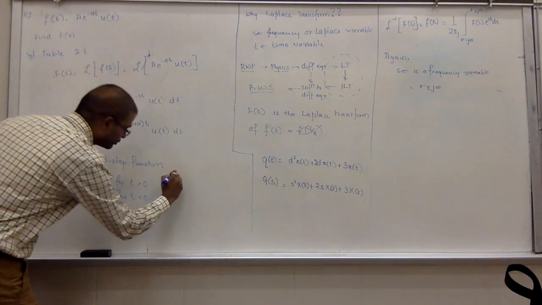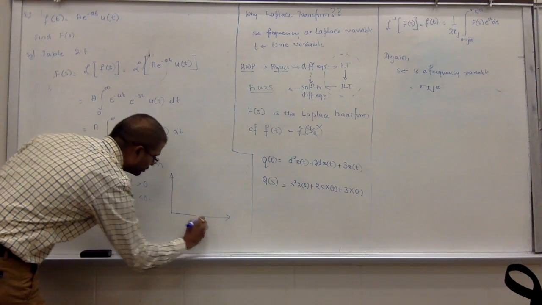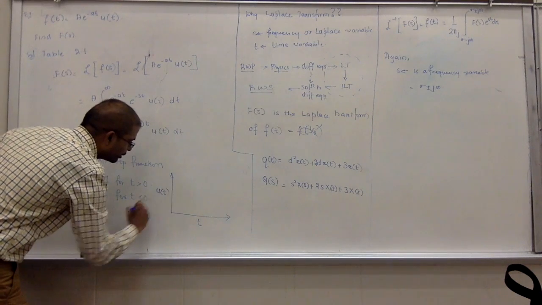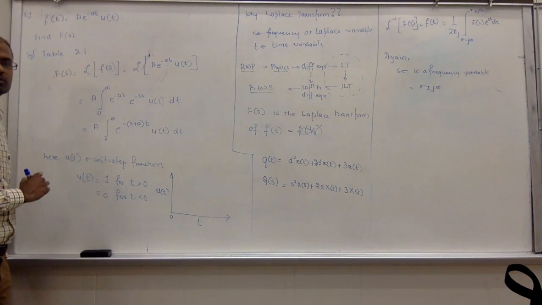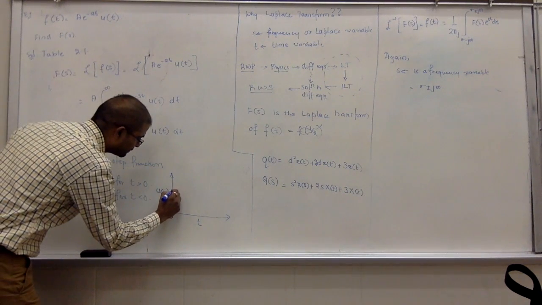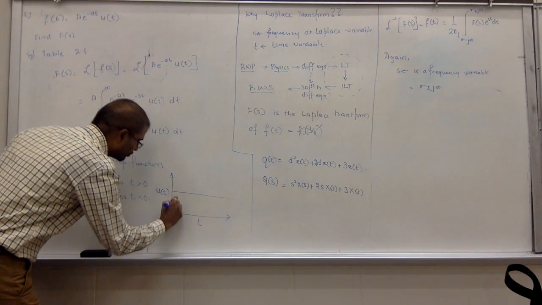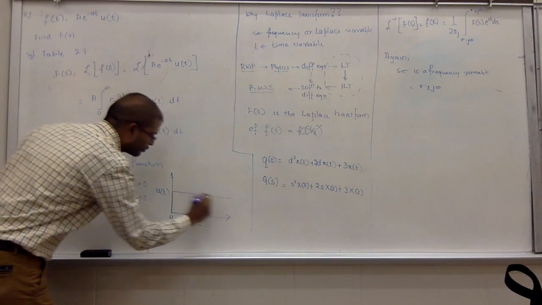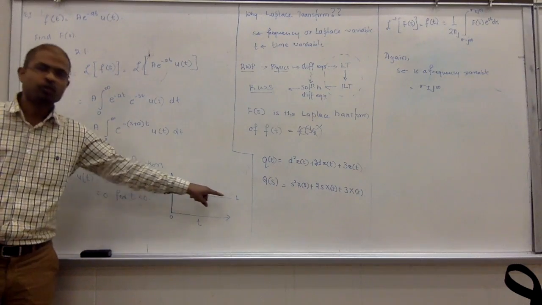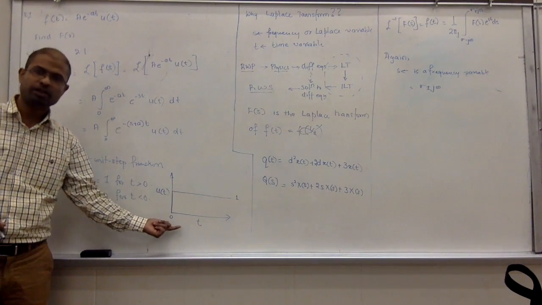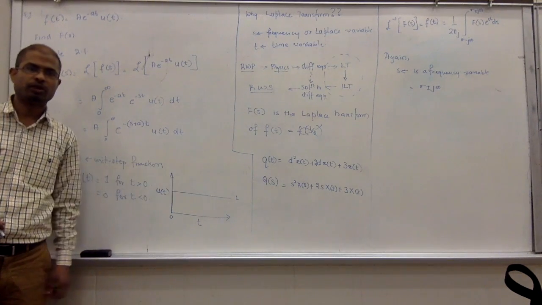So if you plot this, here is your t and here is your u of t. Now let's say your t starts at 0. This is 1, so this is the value of u of t. After time t equal to 0, it is simply 1. It keeps on being 1.